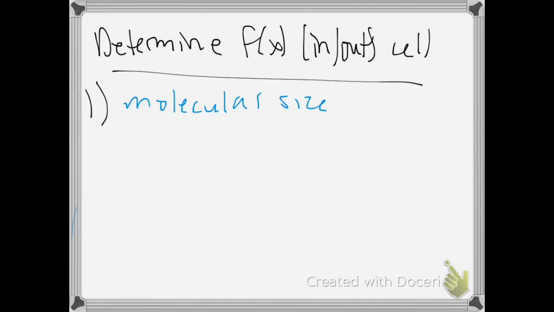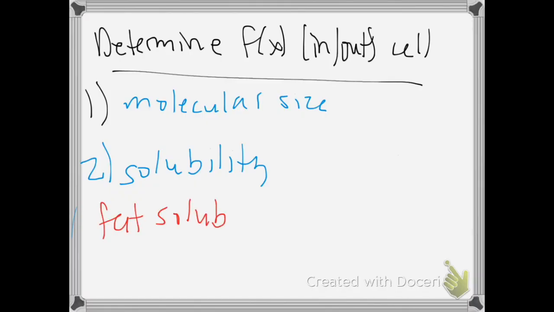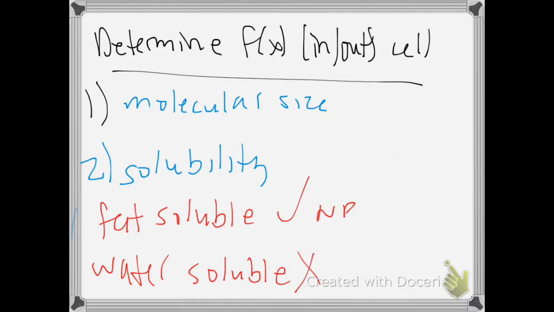So molecular size. Next we have solubility. We already discussed this. We said fat soluble is a go in terms of passing through a plasma membrane. So fat soluble is a check, and water soluble, you can also say nonpolar versus water soluble. This cannot pass through easily, and these are polar molecules.